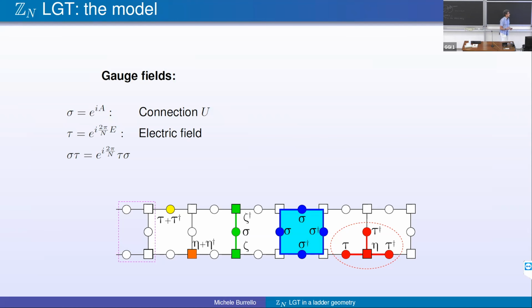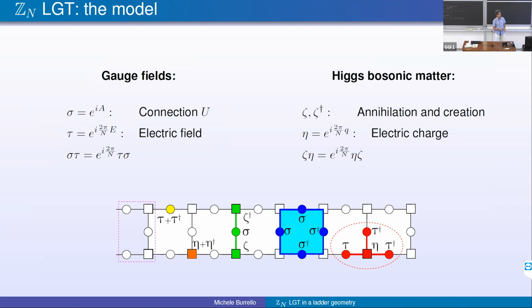And in my case, I am considering a lattice gauge theory model in which both the gauge bosons and the matter are represented by Zn variables. So in particular, I will use two sets of clock operators to describe what's going on at the level of the matter and at the level of the gauge field. So both the squares and the circles for me are sites that display n orthogonal states, so a local Hilbert space with n orthogonal states.